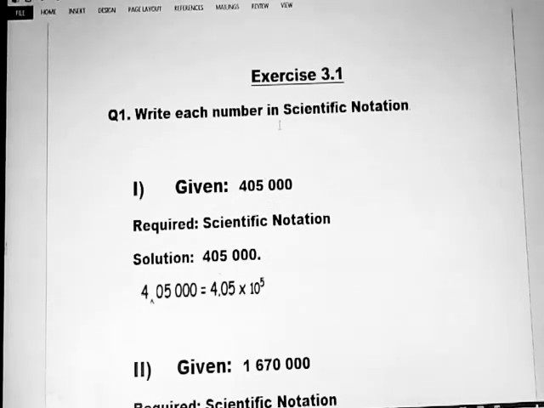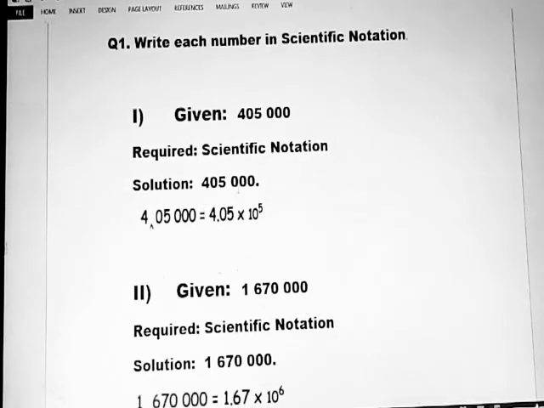Exercise 3.1. Write each number in scientific notation. These questions are related to case 1, which is greater than 1. Look at, we have a number 405000. The required is scientific notation.